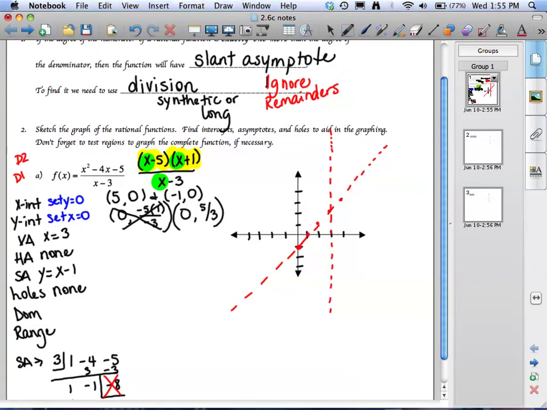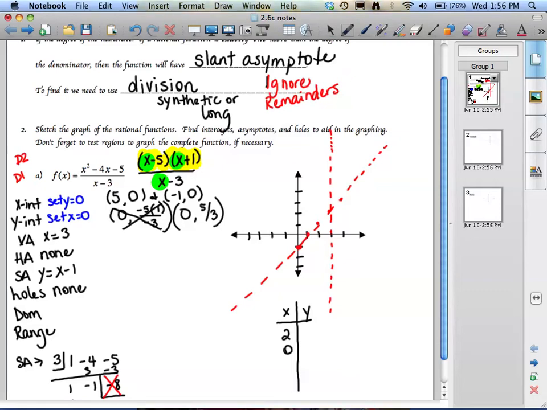Now, how do I get the rest of the graph? Need to make a t-table. I need to choose points that are to the left of my vertical asymptote and to the right of my vertical asymptote. Don't worry so much about the slant one right now. When you're choosing points, look at your vertical. That divides the graph in half, left and right. So if the asymptote is at 3, what are some good choices that are to the left of 3? 2. Okay, 2. What else? 1. 1, or we could use 0.